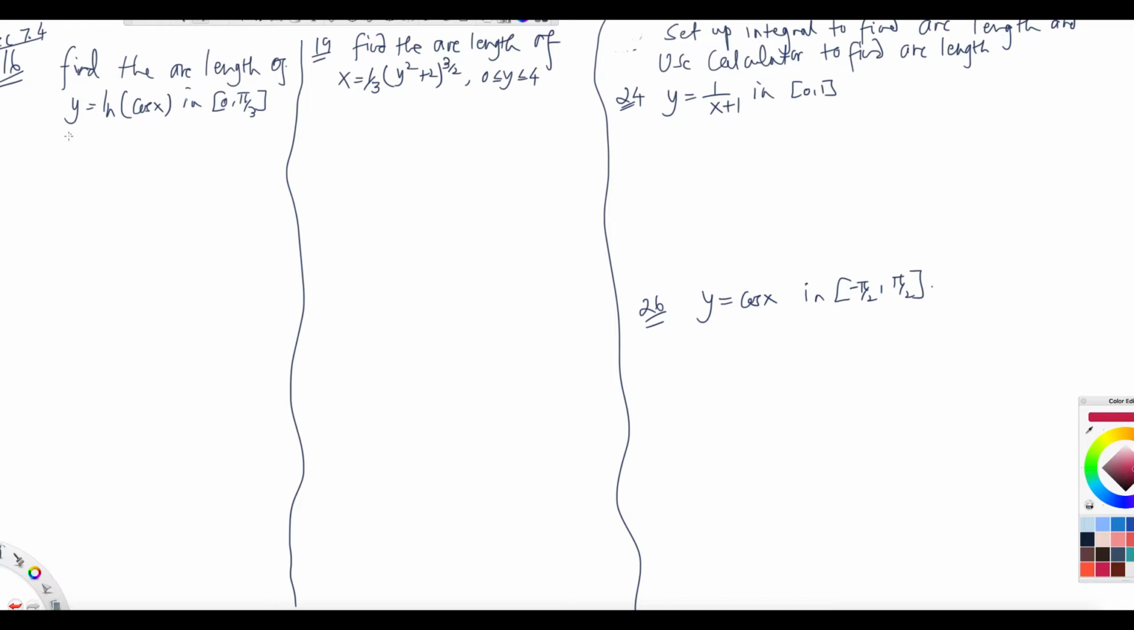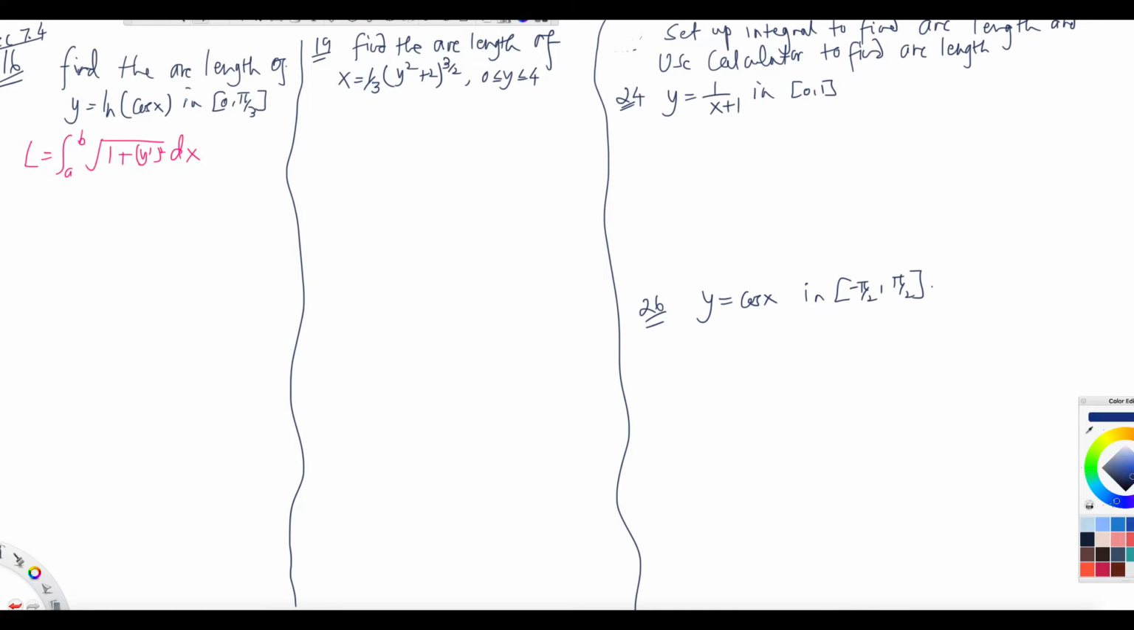So what is the formula for the arc length? L equals the integral from a to b of the square root of 1 plus y prime squared, dx, right? That's what you do. So a and b are 0 and pi over 3, so you need to find y prime. So what is y prime here?